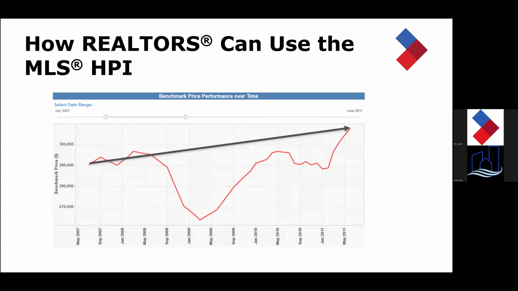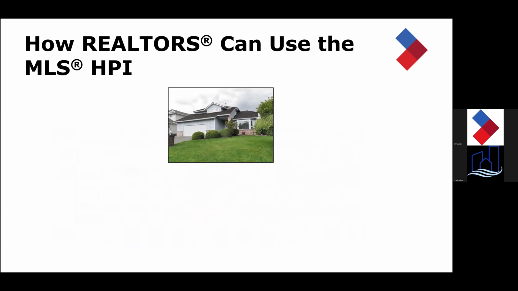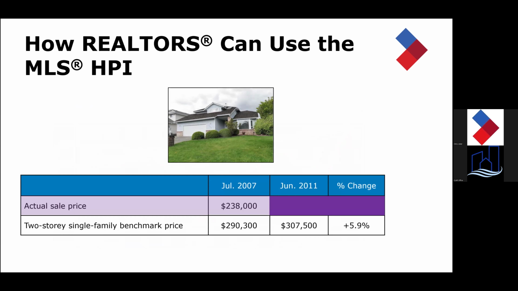Now, going back to our listing example, this property that was bought in 2007 and then sold in 2011 had no significant work done in that time. So the two-story benchmark price for this neighborhood went up by just under 6%, and the actual sale price for the listing was up a similar 2.5%, so not too far off. And in this case, we're looking at very close changes in the price, even though the listing had very different features from the benchmark home.